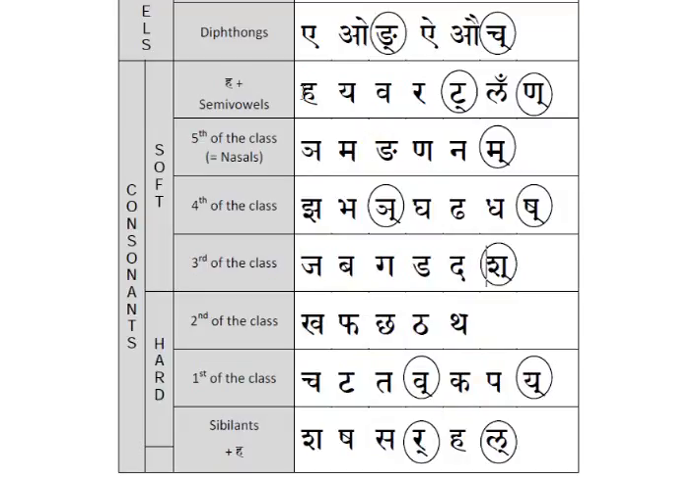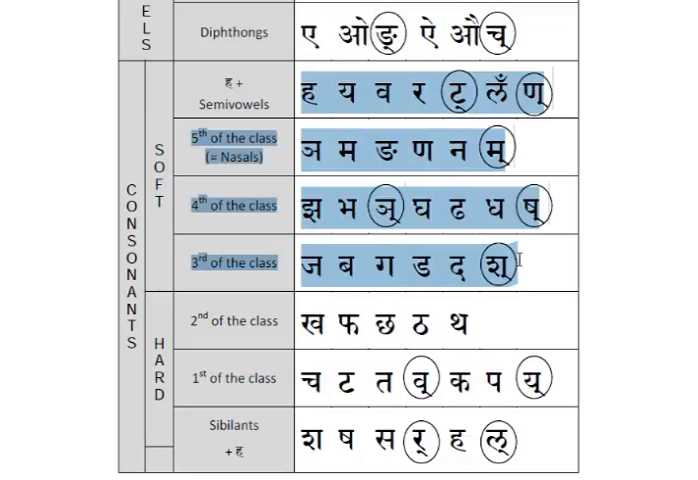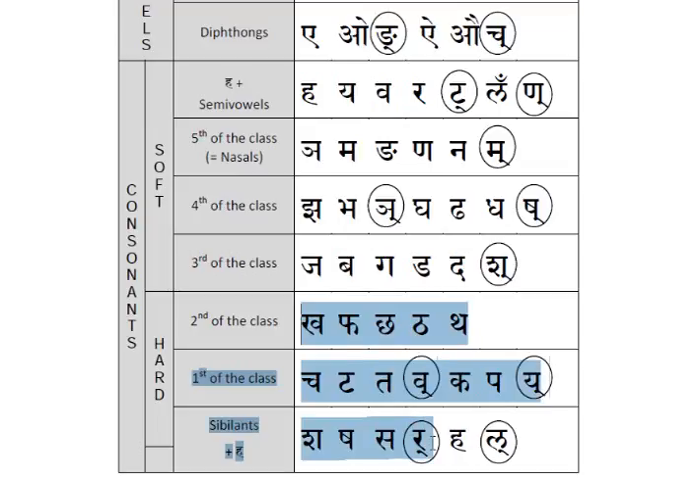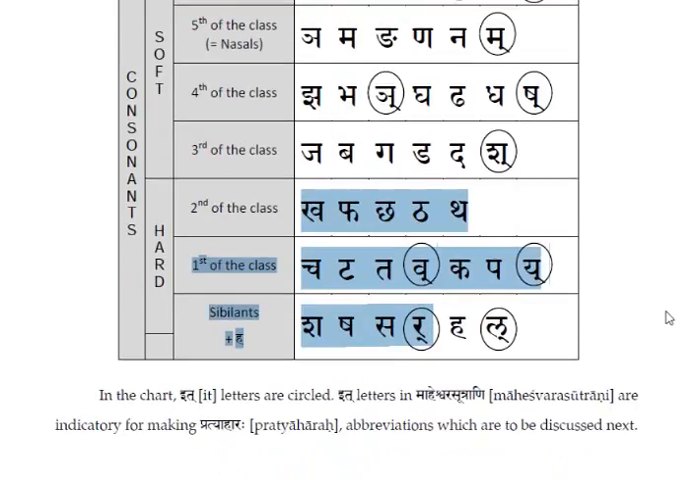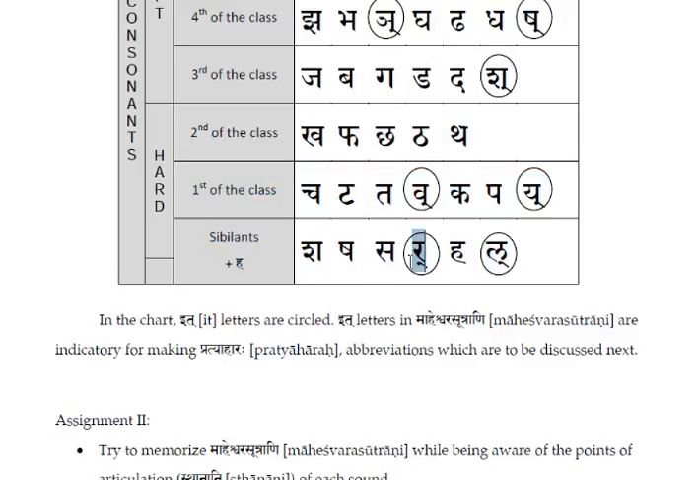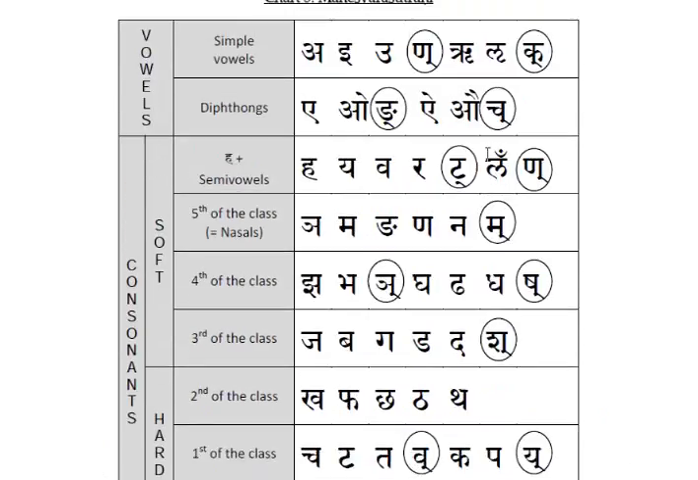If I want to say all the soft consonants, what do I say? Hash means soft consonants. And if I want to say hard consonants, they start from k and end with r. Ha is actually a soft consonant. So khar means hard consonants. Just like that. In the chart, the it letters are circled, as you can see. 14 letters must be there, for the 14 sutras.